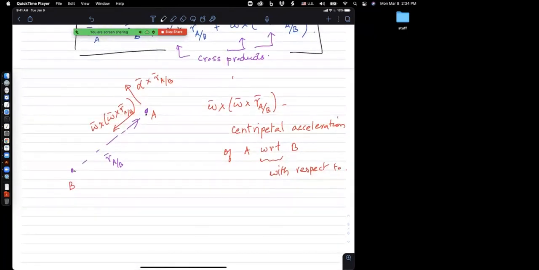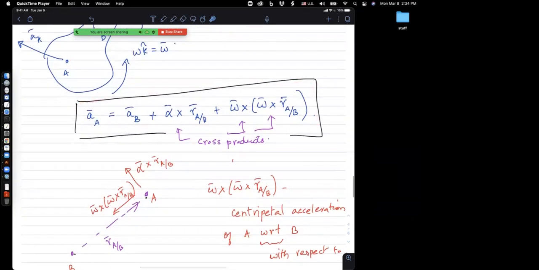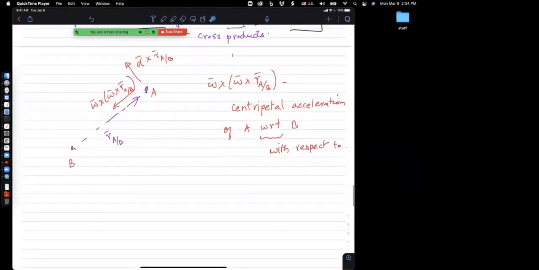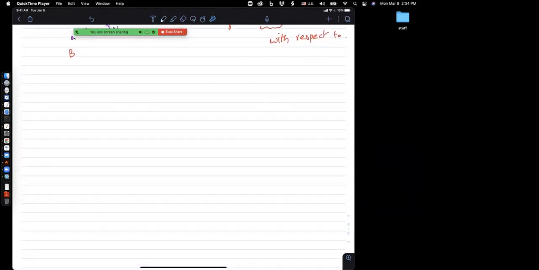Just because A and B are in a rigid body does not mean that there can be no acceleration along this direction. There can be an acceleration. That acceleration will not change the distance because the relative velocity in this direction will always be 0. But this acceleration changes the direction of this vector, like centripetal acceleration usually does. Okay, so that's the high level. But ultimately, we're just going to use this formula and this formula. So let's write down a problem that goes through the motions of using these formulas.